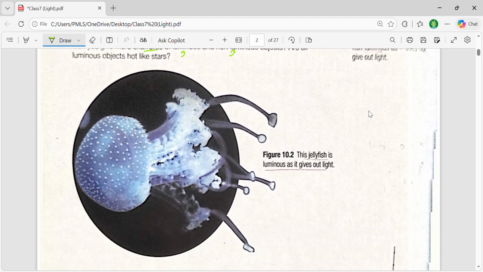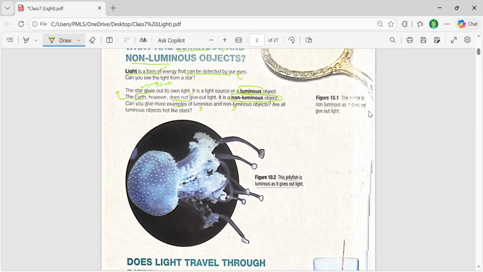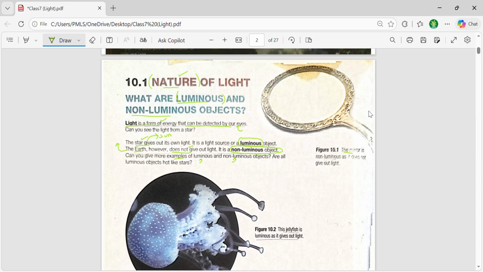Another thing, some of the examples they have mentioned here, you can see they have mentioned the mirror. The mirror, no doubt, looks very bright in front of you, but it's actually reflecting the light. It's not luminous, so it's a non-luminous object.